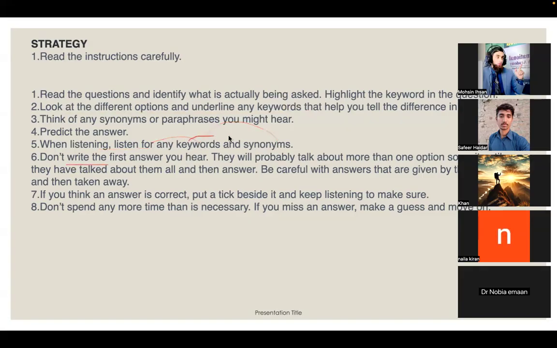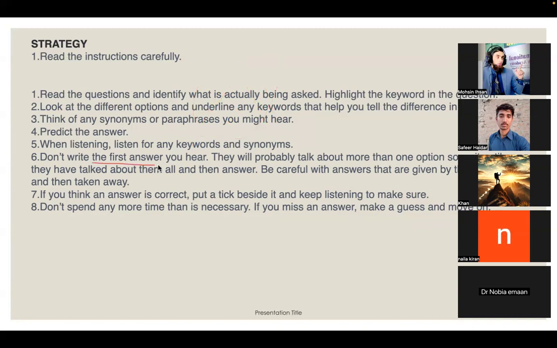Don't write this, these are the only two. To summarize, we can say there are three things: understand the question, underline the keyword, and focus on the synonyms. These are the only three points that will make it very clear for you.